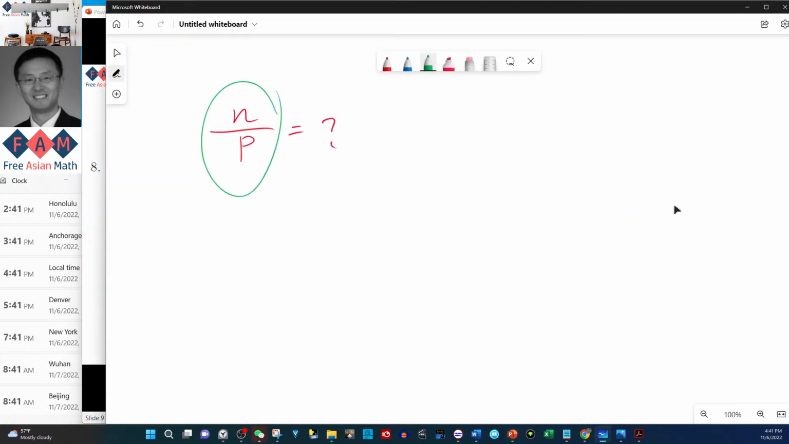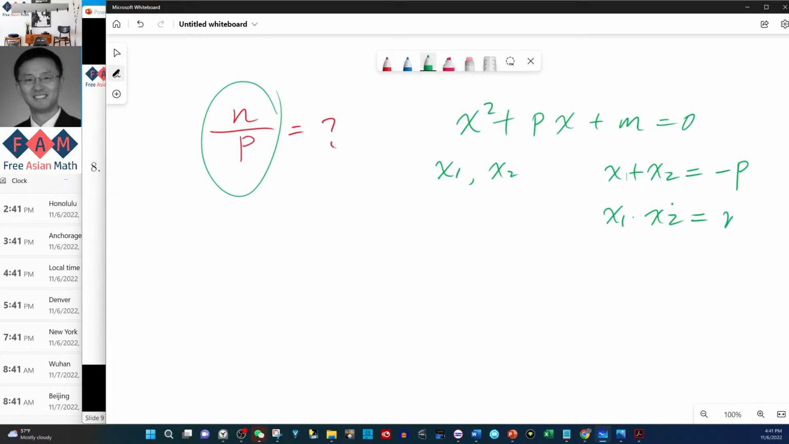So we have x squared plus px plus m equals 0. Let's assume x1 and x2 are the roots of this quadratic equation. By the Vieta formula, x1 plus x2 equals negative p, right? x1 times x2 equals m. Those two are available, although we don't know what p or m is.